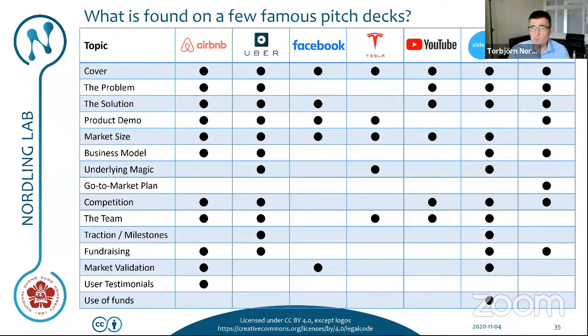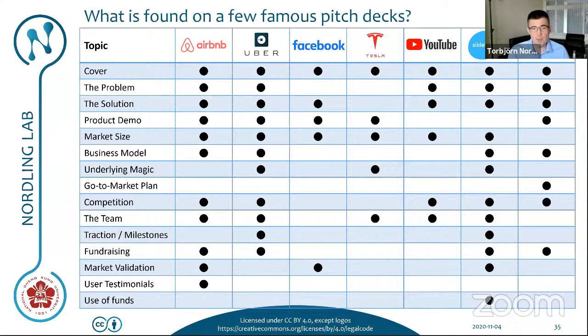And then we have Monthly, which is a fairly young company offering SaaS ops services, meaning that they provide a platform where you can get an overview of all your SaaS subscriptions. Now, worth noting here is that actually only Monthly has a go-to-market plan, and only Slidebean has a slide describing how to use funds, and only Airbnb had a testimonial slide. And then all the other slides are found at more than one company.